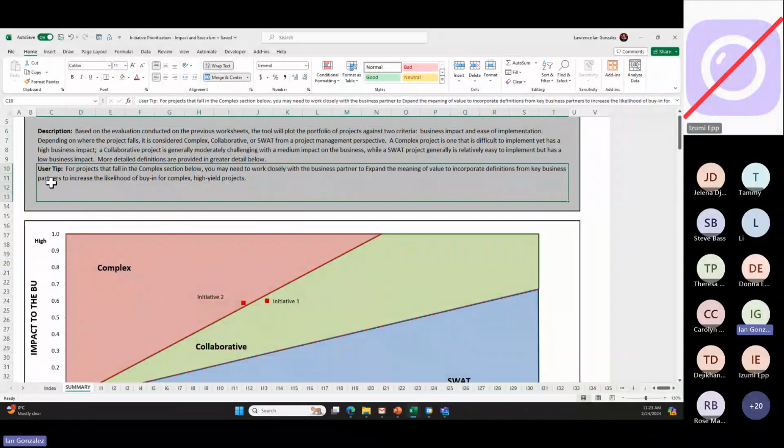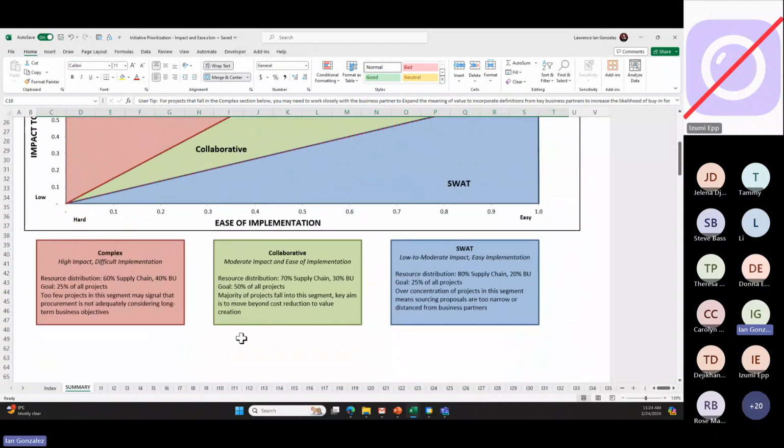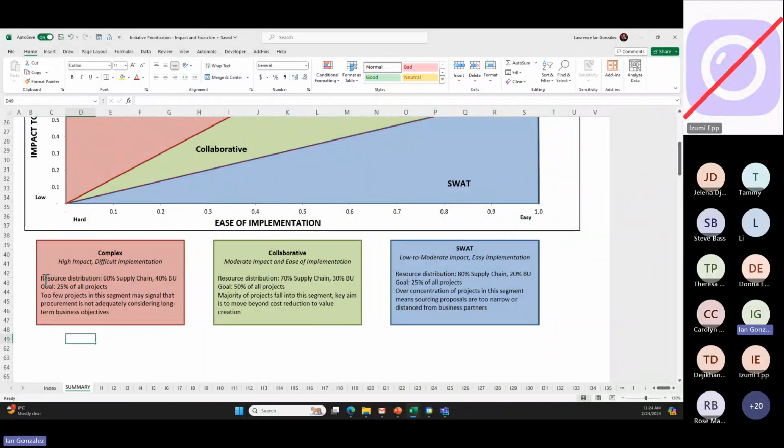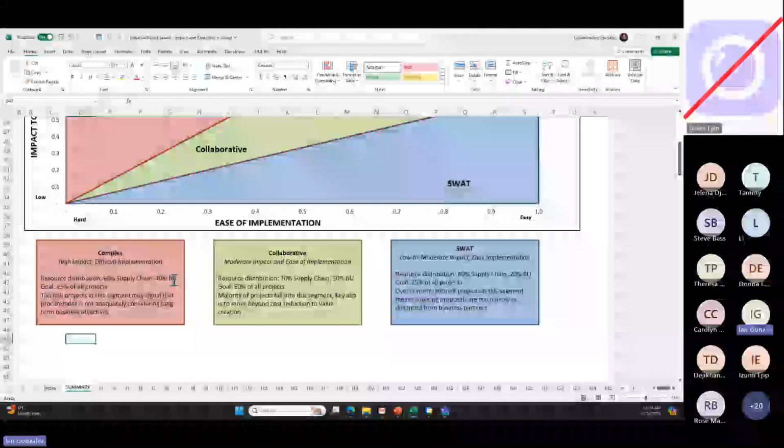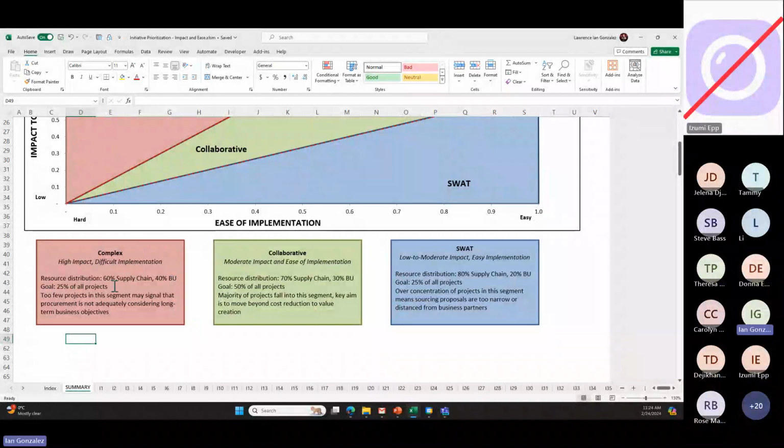User tip: for projects that fall in the complex section below, the red zone over here, you may need to work closely with a business partner to expand the meaning of value, to incorporate definitions from key business partners, to increase the likelihood of buy-in for complex, high impact projects. Okay, so let's read what it says here. Complex: high impact, difficult to implement. So resource distribution, this is me designing a CFT right here. It is ideally 60% supply chain and 40% from the business. So there's a lot of people from the business who have to be involved in complex initiatives.